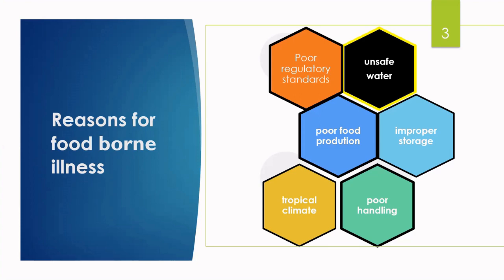Foodborne diseases are more critical in developing countries due to various reasons such as use of unsafe water for cleaning and processing of food, poor food production processes and food handling, absence of adequate food storage infrastructure, and inadequate or poorly enforced regulatory standards. The tropical climate in many countries in the region also favors the proliferation of pests and naturally occurring toxins and increases the risk of contracting parasitic diseases, including worm infestation.